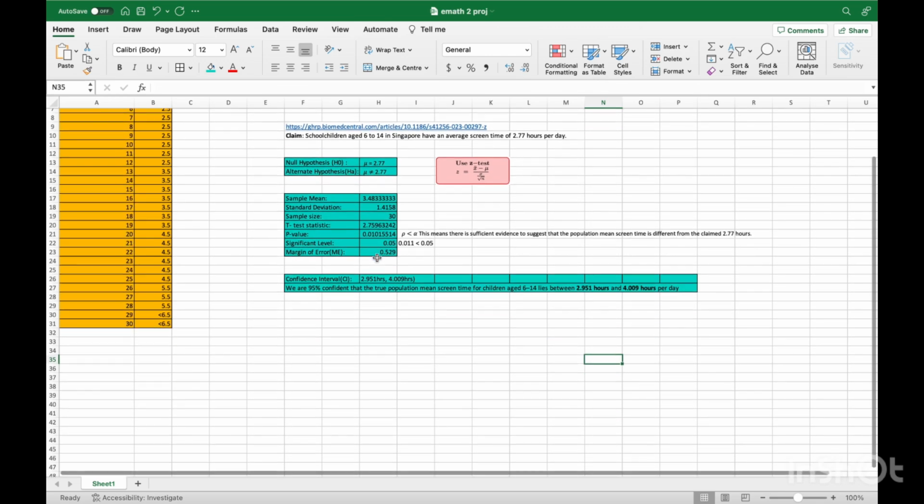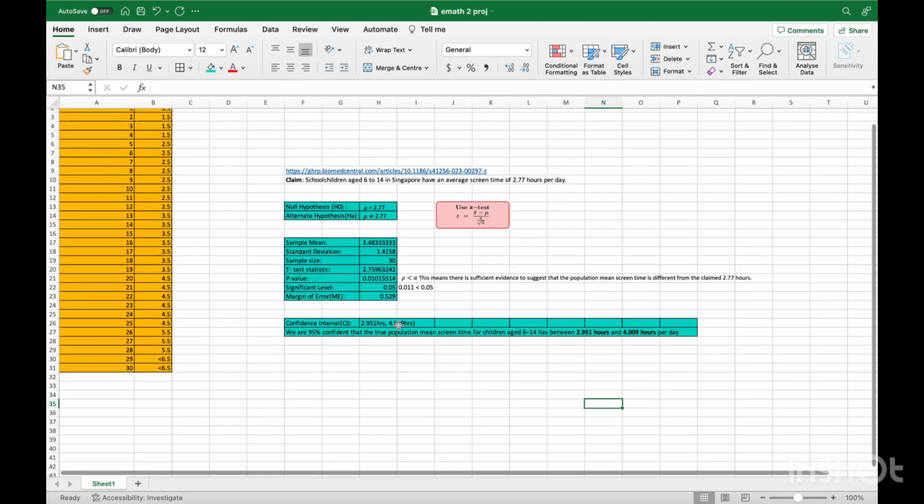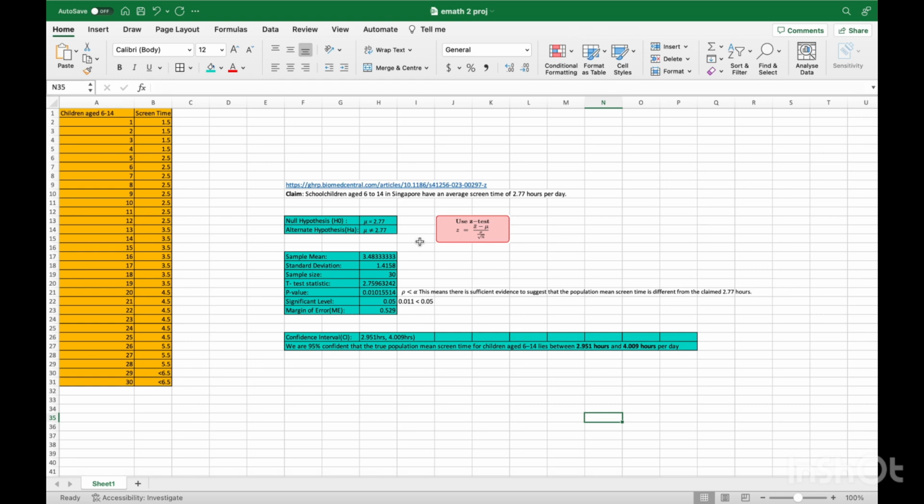I'll be demonstrating my formula over here on this Excel spreadsheet. To calculate the sample mean, in Excel I use the average formula to get the answer 3.48333, while for sample standard deviation, I use S equals STDEV.P(range), which gave me a value of 1.4158.